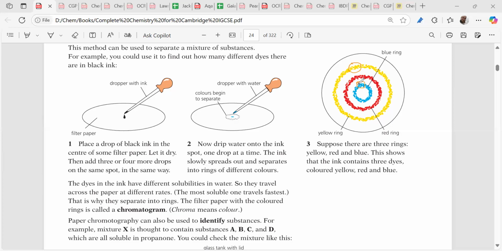So that's a very important portion we have to learn, right? That in this chromatography, we are trying to separate out different solutes from each other by their differential solubilities in the solvent, right? We are trying to separate them by their particular solubilities.